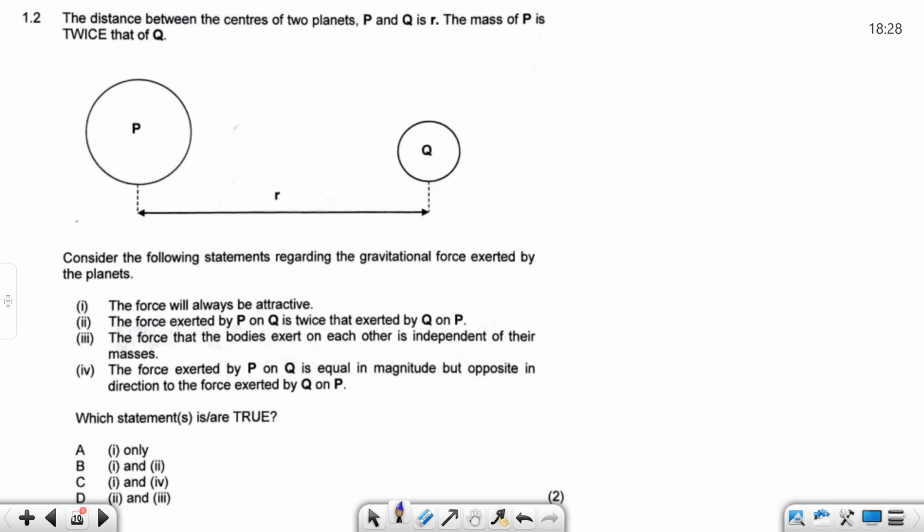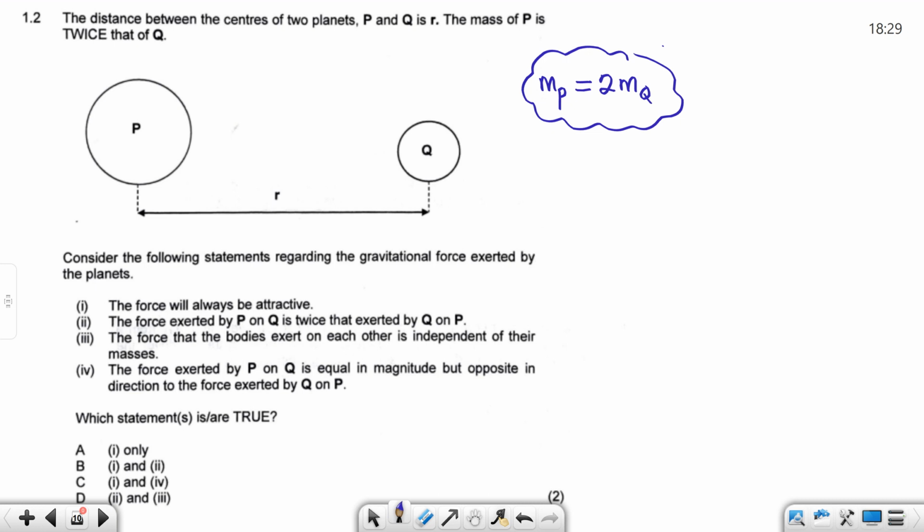Check the diagram. Guys, when you do physics, just like maths, I want you to learn to change the words. The mass of P is twice that of Q. Let's change that quickly. The word "is" means equal to. Twice that of Q, so mP = 2mQ. Very important. And you can even see the sizes. Examiner tried to make it bigger.